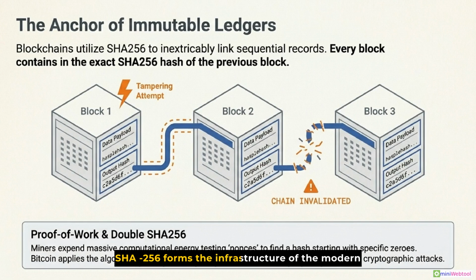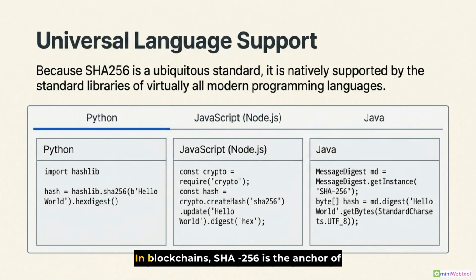SHA256 forms the infrastructure of the modern web, being used for password verification, file integrity checks, digital signatures, data deduplication, and Git version control. In blockchains, SHA256 is the anchor of immutable ledgers. Every block contains the hash of the previous block, ensuring that any tampering attempt invalidates the entire chain.